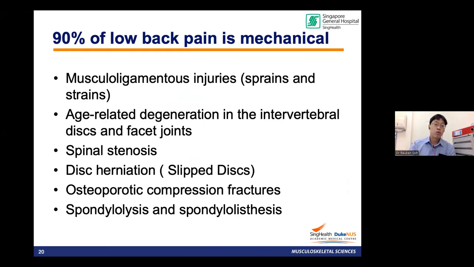And in some cases, it may be even more than just a slip disc, but it can be osteoporosis or some degeneration, which my colleague Dr. Fong will cover later on.